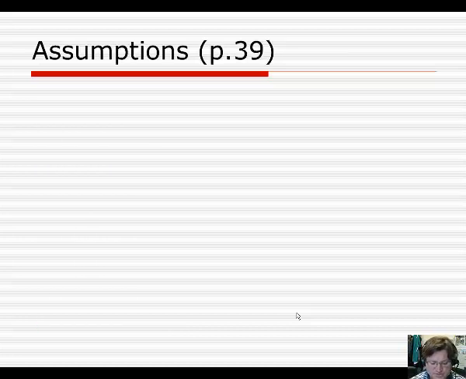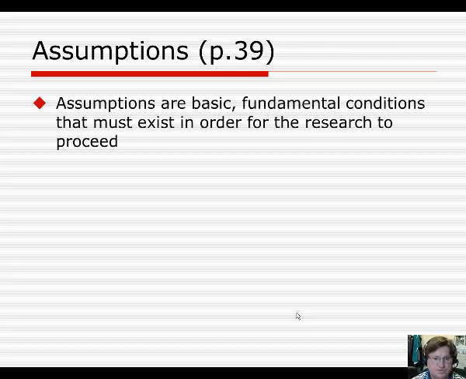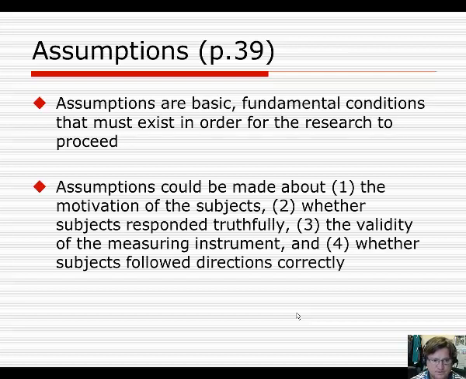Assumptions are conditions that the researcher presumes to be true. They are to be taken for granted. We can make assumptions about the motivation of the subjects, whether they responded truthfully, the validity of the measuring instrument, and whether subjects followed directions correctly. So in the Special Olympics study example, the following assumptions were made. This is on page 42.